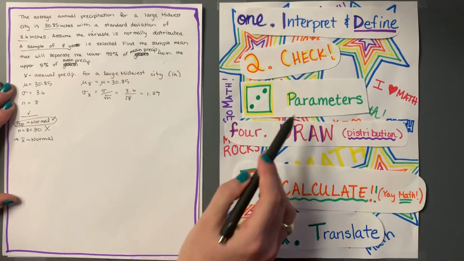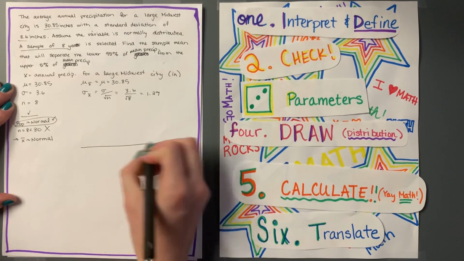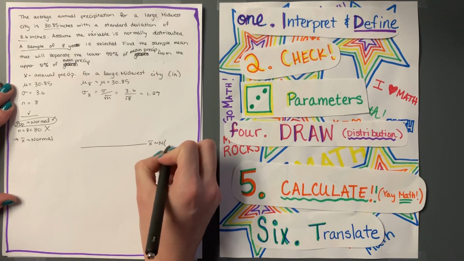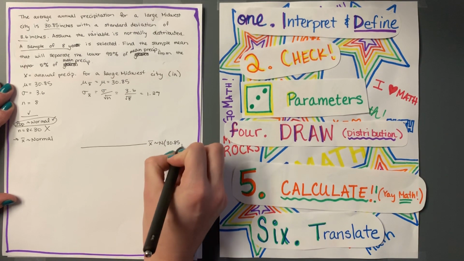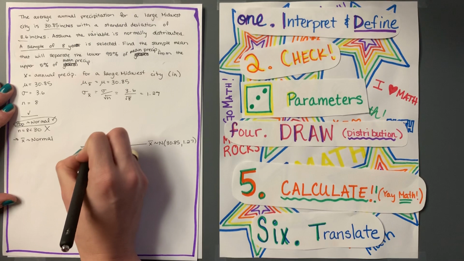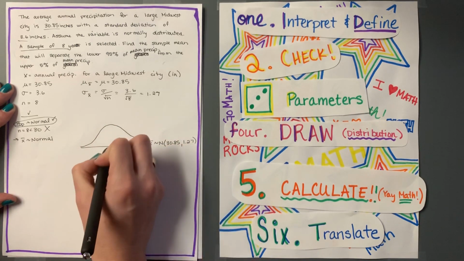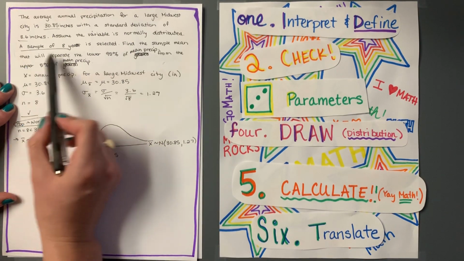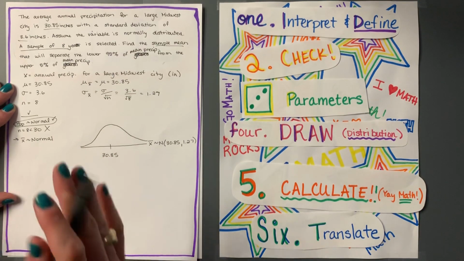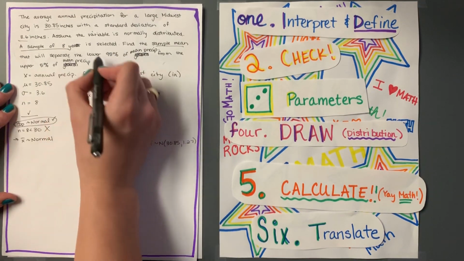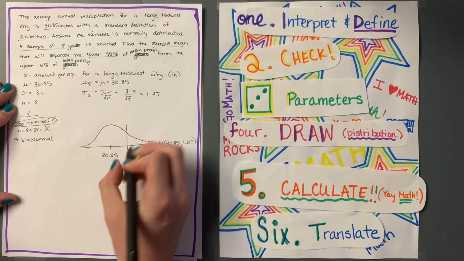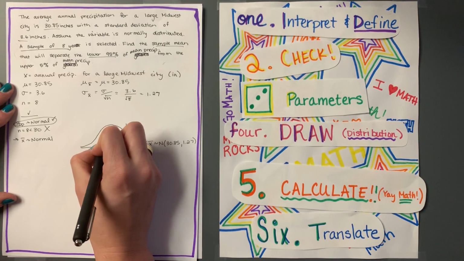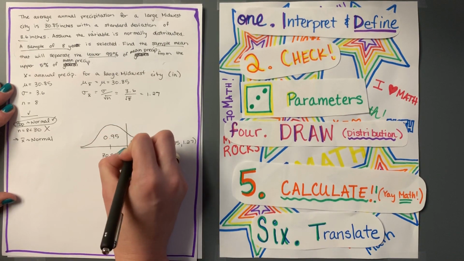So now that I have my new parameters, I can go ahead and draw the picture. This is a distribution of X bars. They're approximately normal with a mean of 30.85 and a standard deviation of 1.27. So there is my picture. 30.85 is in the middle. And now I'm looking for the sample mean. So I'm looking for an X bar value that will separate the lower 95%. So here's my X bar that I'm interested in. I'm going to call it X bar star. And the lower 95% from the upper 5%.